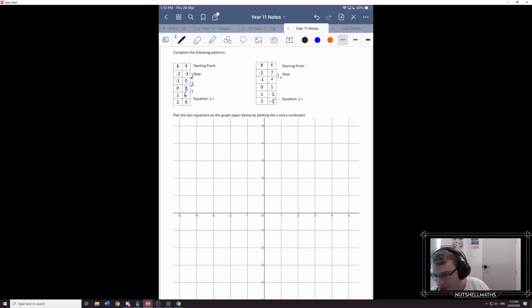And now we can answer these questions here, the starting point and the step. So remember, the starting point is always at x equals 0. So in this case, the starting point is 3. And our step is how much it's changing each time. In this one, the step is positive 3. Remember y equals mx plus c, where m is the step. So we're going to have y equals 3x plus 3, where c is the starting point. So far, so good. Can you please tell me the starting point and the step for the next one?